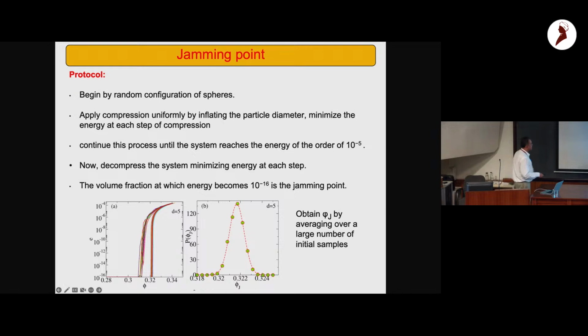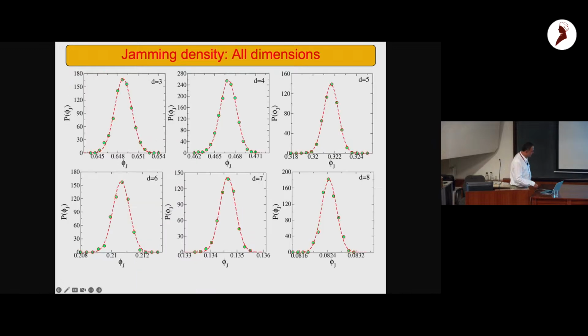Then we use a procedure that had been followed earlier, where we start with initial configurations. In this case, we deliberately choose very random configurations because we want to estimate the lowest jamming density. We subject them to rapid compression till our energies reach a certain value, and then we do a decompression till they reach negligible values in order to determine the jamming density. This is a finite system, so there's a distribution of these jamming densities, and we use the average values that we get from such a procedure. This is how the distributions look, nothing spectacular, from all the dimensions.